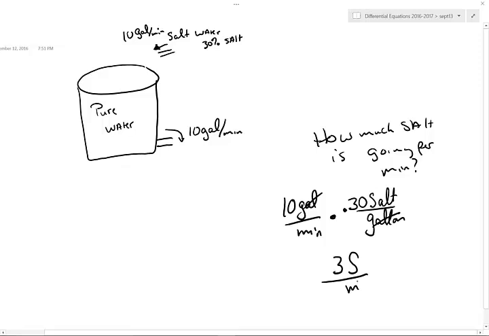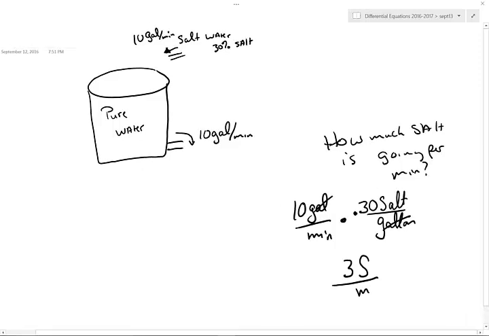I think that's how I want to phrase it. Now, coming out, we're going to be taking some out as well, right? So it's however much we have in there. Let's say this tank holds 100 gallons. Well, there's S amount of salt per 100 gallons. So coming out, we're going to have S over 100.